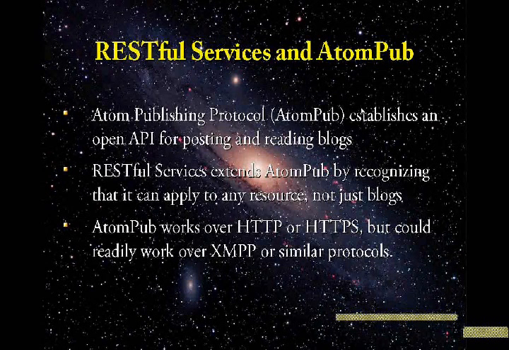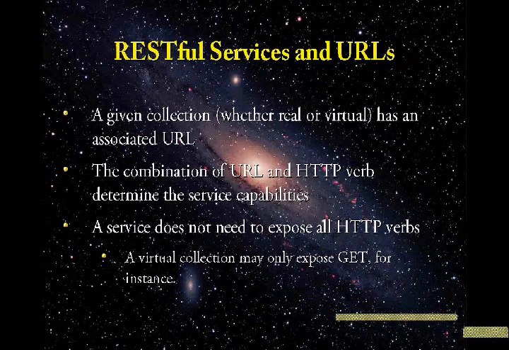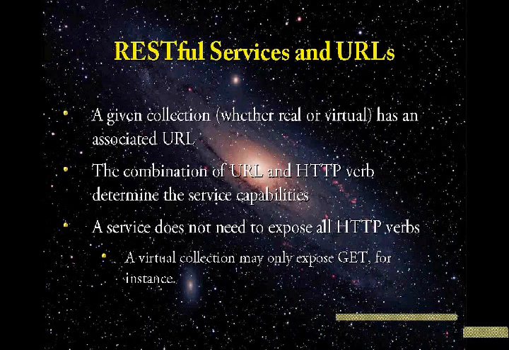All right, so RESTful services and URLs, I'm almost done. A given collection, whether real or virtual, has an associated URL. We've talked about that before. The combination of URL and HTTP verb determines the service capabilities. A service does not need to expose all HTTP verbs. A virtual collection may only expose GET, for instance. So you don't necessarily need to expose all of the publishing mechanisms, the put or post or delete, for a particular URL. You need only to expose one of them, maybe just GET or maybe just put. That's the beauty of this, is that you can basically say, I have a collection that's virtual, and I can only accept certain things. Everything else will basically say, nope, I don't want to accept this particular protocol.